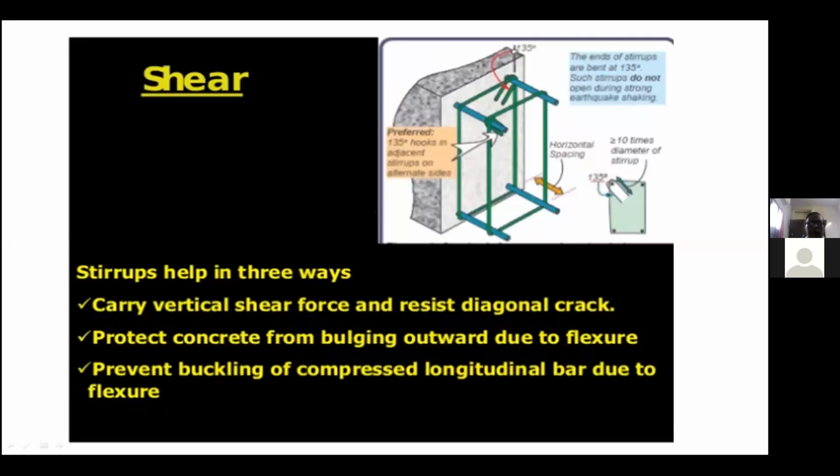And then whenever you talk about the shear, stirrups help in 3 ways: carry vertical shear force and resist diagonal crack, protect concrete from bulging outward due to flexure, and prevent buckling of the compressed longitudinal bar due to the flexure. Now, if you look at it, stirrups are very, very important elements.